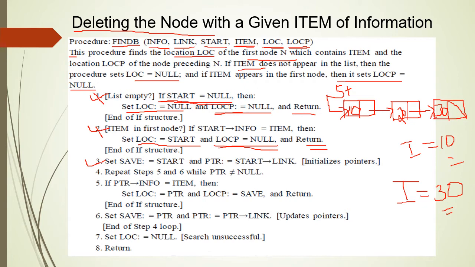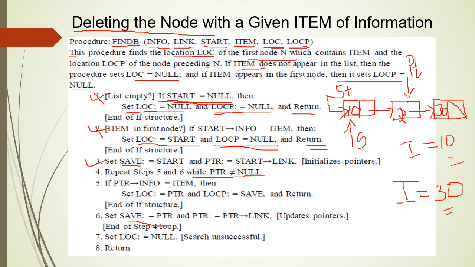It will take some other variables like save. Save is pointing to the first node, and ptr is equal to start of link, so ptr is pointing to the next node. Now, while ptr not equal to null, yes, ptr is not null. Ptr is the address of this node. If ptr of info is equal to item, no, ptr of info is 20 and item is 30. This condition is not true, so it goes to step number 6 and updates the pointers.